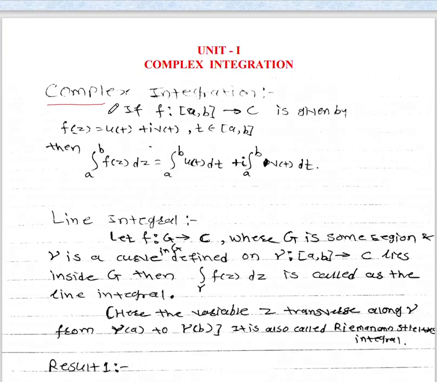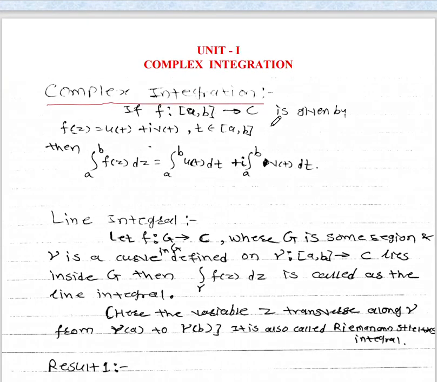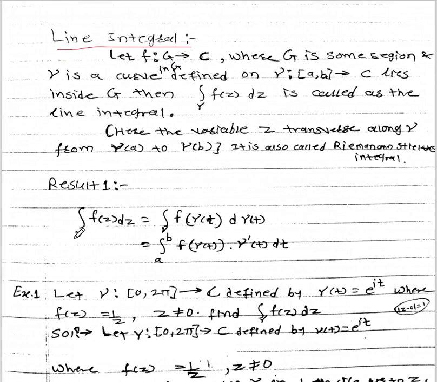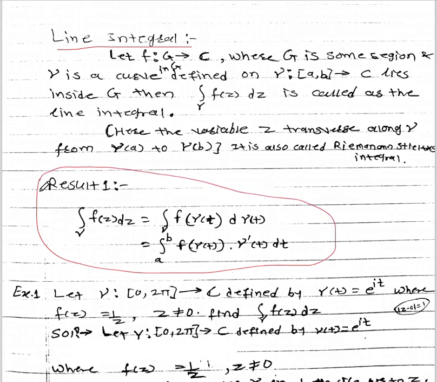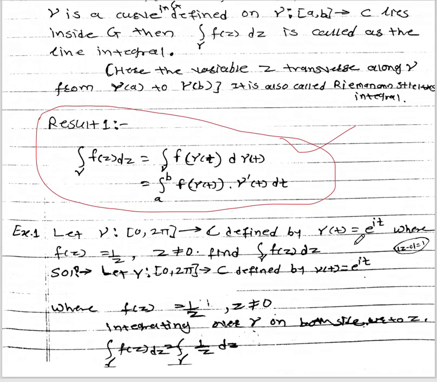So this is the complex integration definition we already saw in the previous lecture. Also we have seen the line integral definition, and this is the important result from the previous lecture. Now we will see some problems on this result in this lecture. Okay, so what is the first problem?